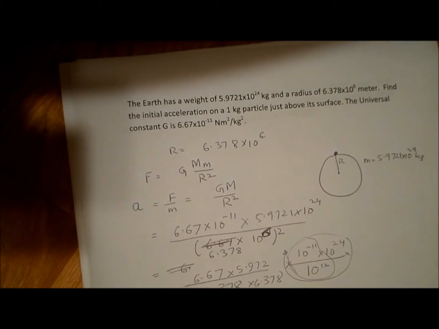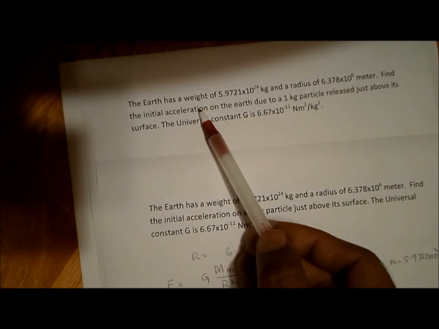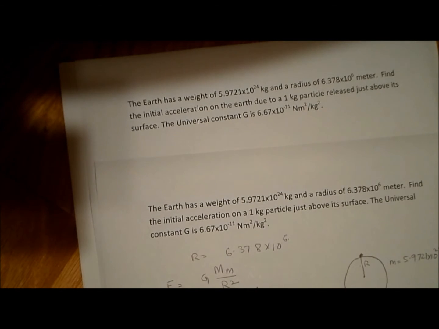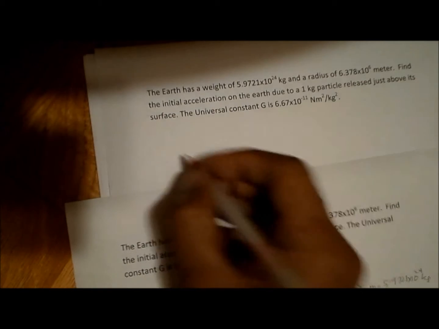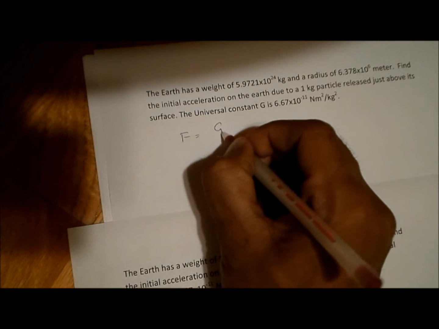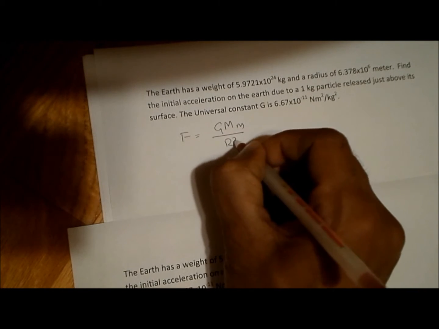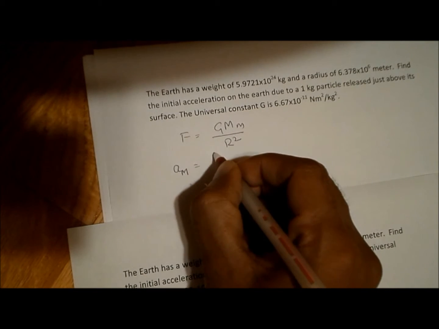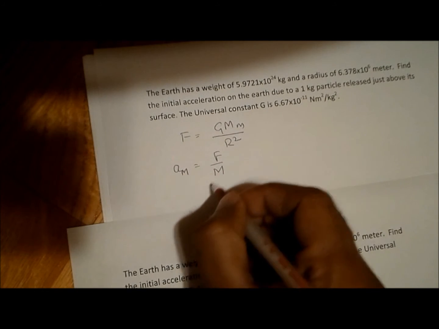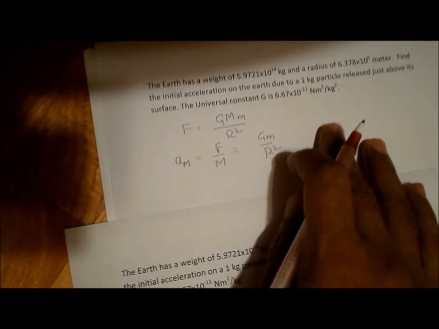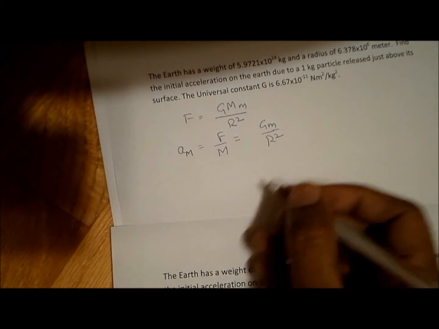Now that leads us to another question. Let's say we ask, find the initial acceleration of the Earth due to the 1 kg particle released just above its surface. So what will be the result? The force between the Earth and the mass is GMm upon R squared. So the acceleration of the Earth, A_M, is F divided by capital M. That is given by Gm upon R squared, where small m is the mass of the 1 kg particle.